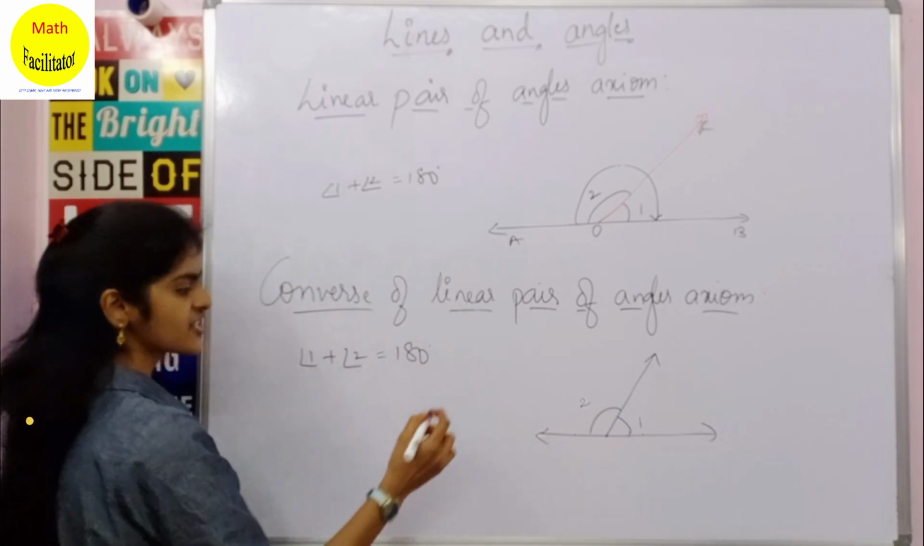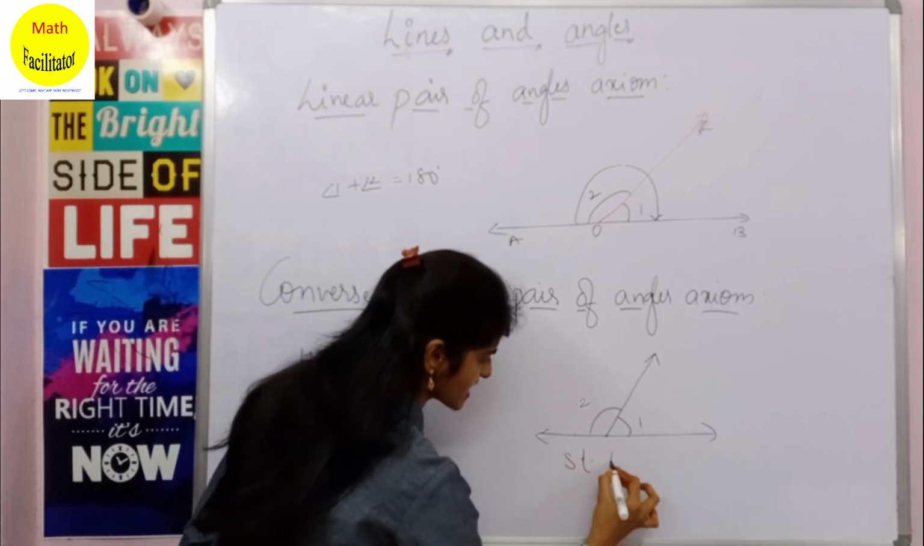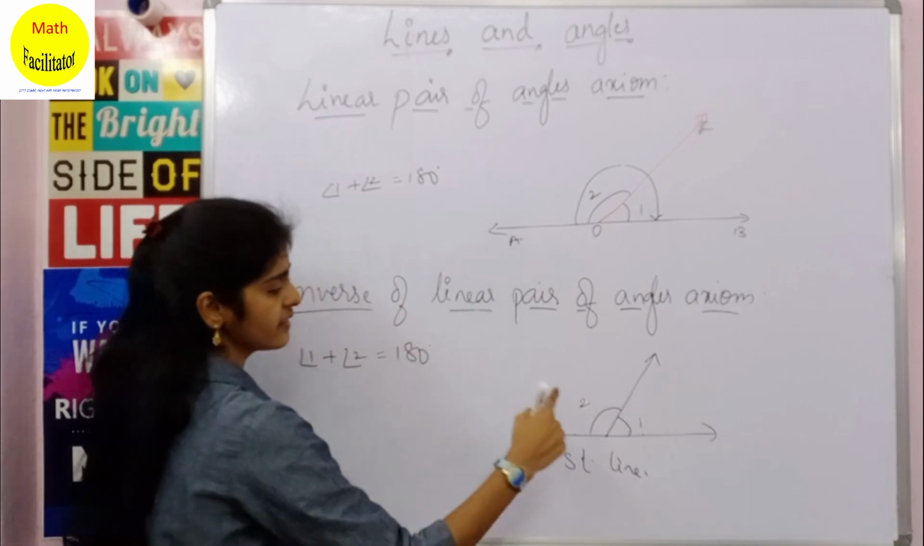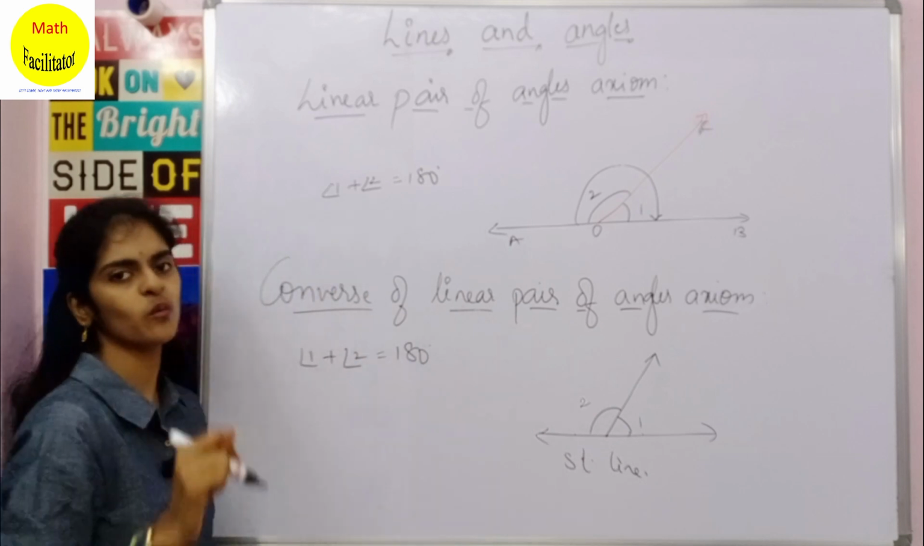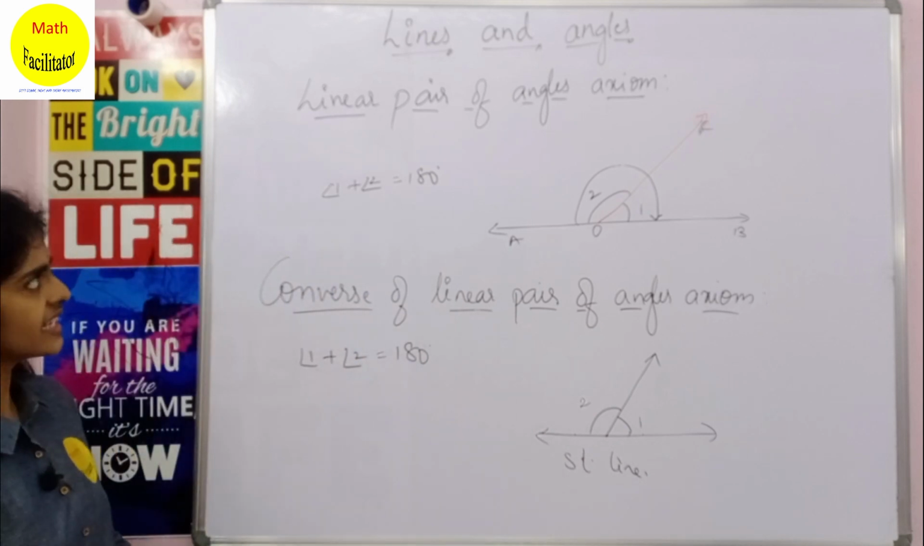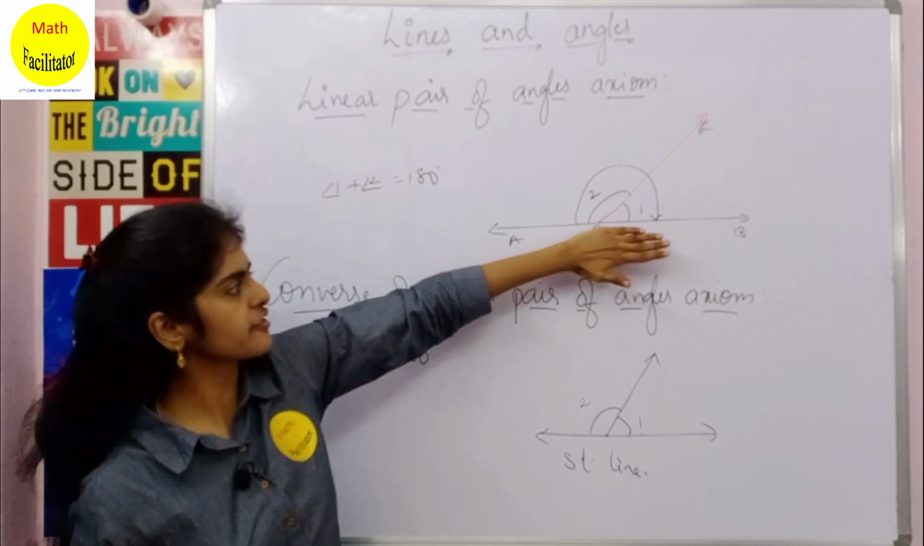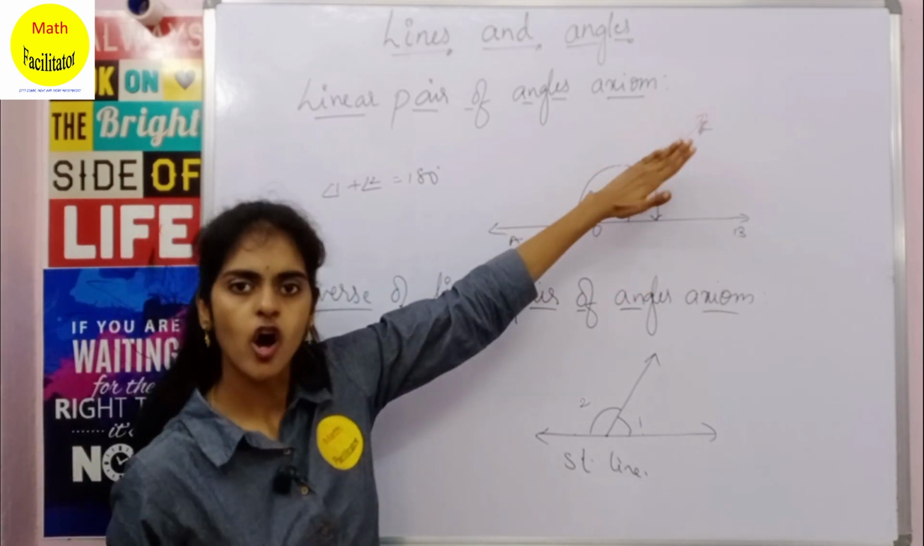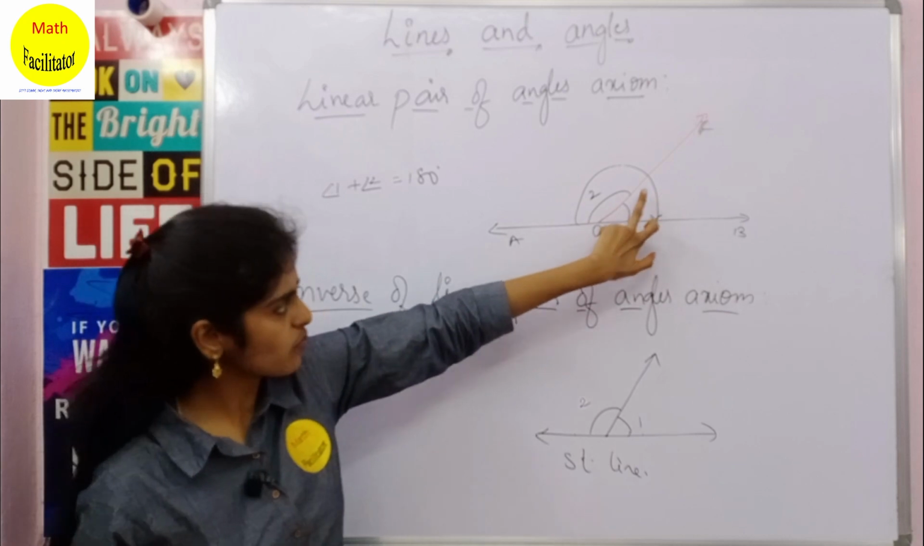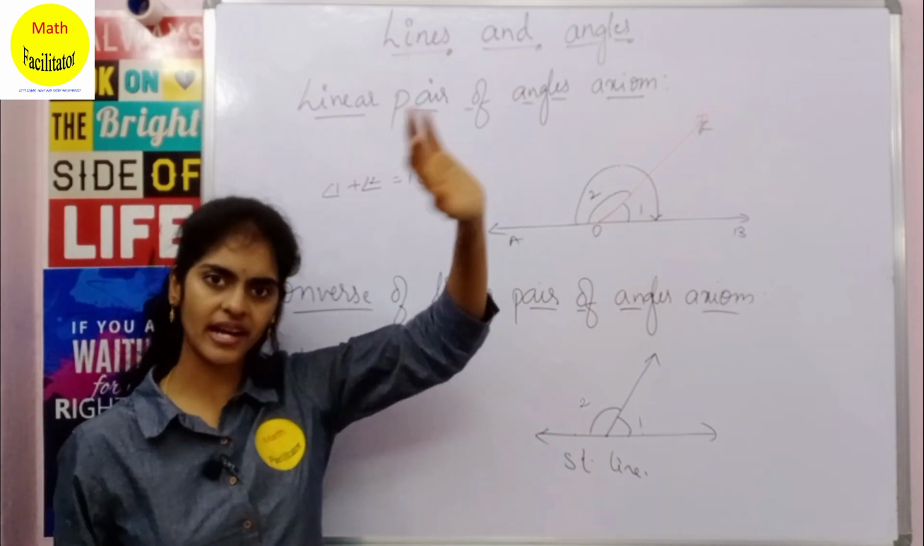They form a straight line. So this becomes a straight line when the sum of these two angles is 180. Clear? So earlier we learned that if this is a straight line, and if you have a ray on the straight line, then the sum of these two angles formed is 180.